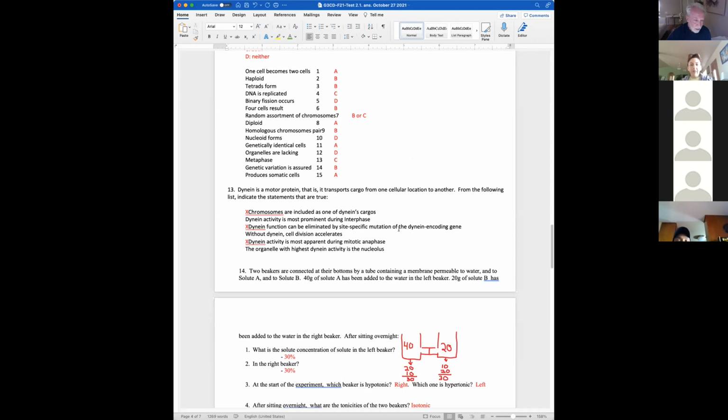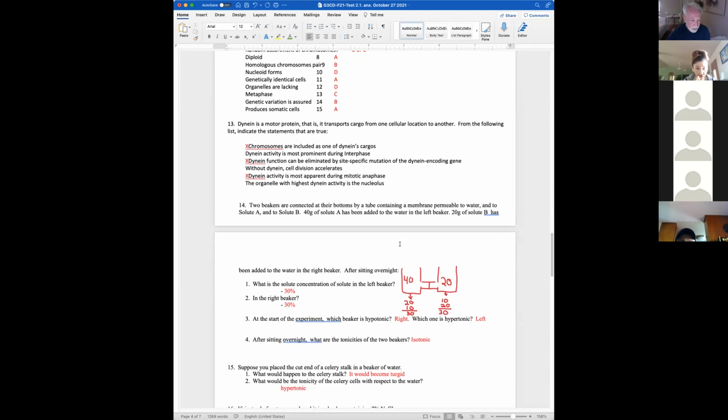You can eliminate it with site-specific mutation. Without dynein, cell division accelerates. That's untrue. Cell division actually slows down very much. Dynein activity is most apparent during anaphase, true. And it's active in the nucleolus, not at all.